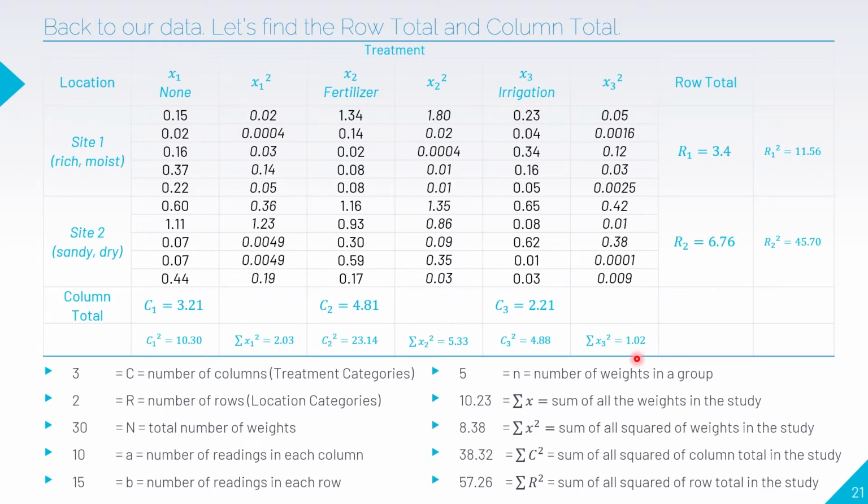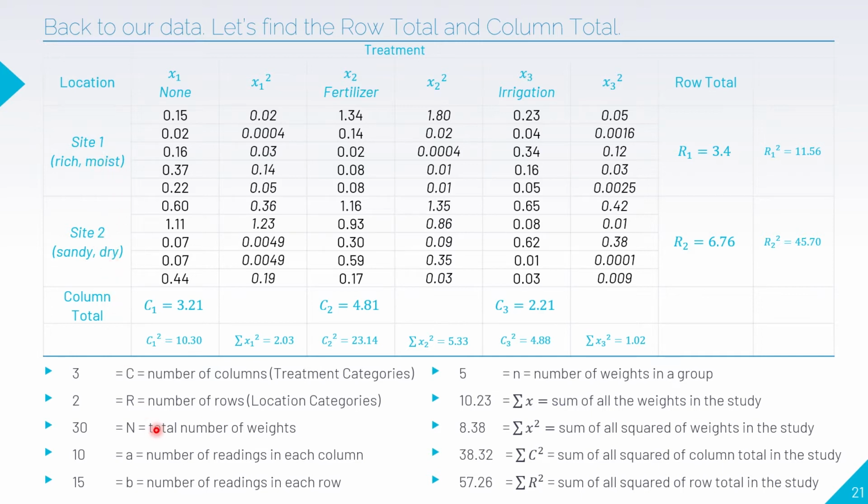Now that we have that, let's look here as we need it later in our equations. So, same as our first example, there are 3. C, our C is number of columns or our treatment categories. So, the control, the fertilizer, and the irrigation. So, there are 3. R, number of rows or location categories. We have 2. So, we have 2 locations, right? The site 1 and the site 2.